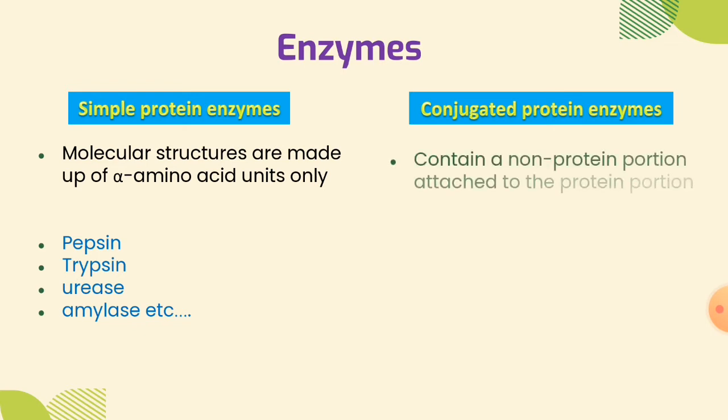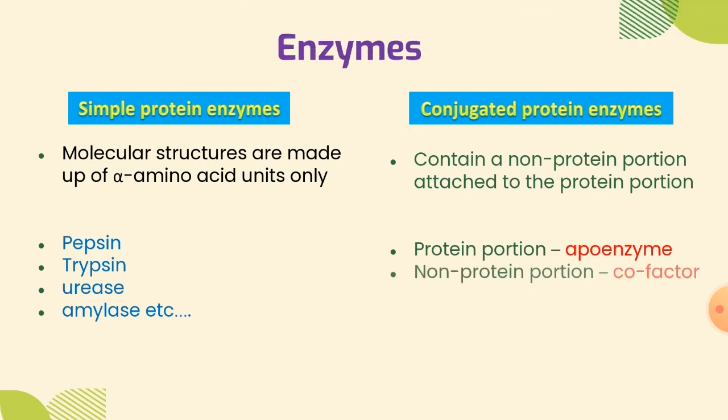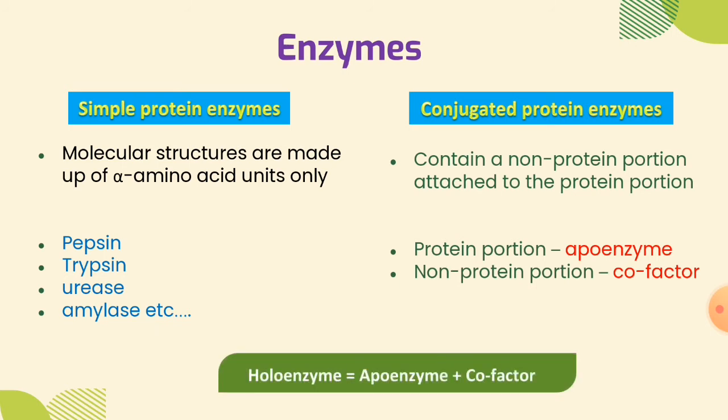The next, conjugated protein enzymes. Conjugated protein enzymes, otherwise called complex protein enzymes, contain a non-protein portion attached to the protein portion. The protein portion is called apoenzyme, while its non-protein portion is called cofactor. The apoenzyme cofactor complex is called holoenzyme.